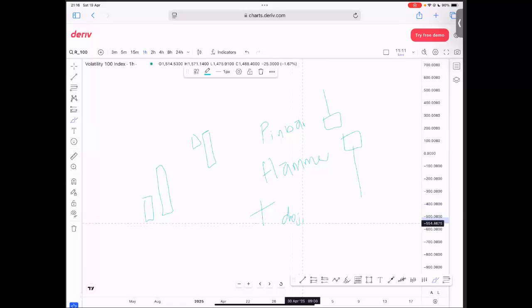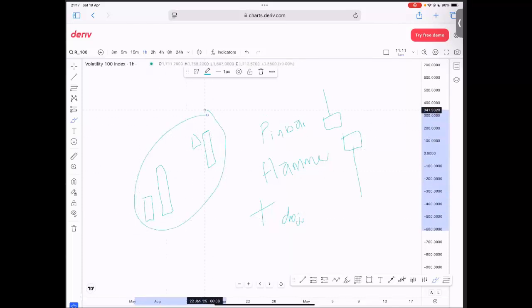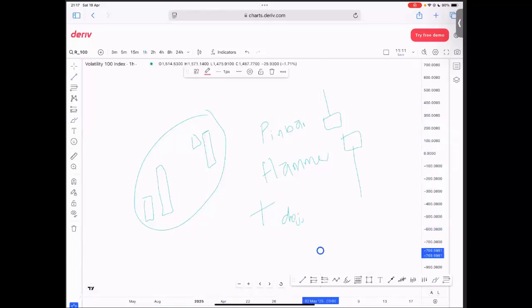doji candlestick. Now, for this particular stacking at specific points, you're going to need the engulfings, which are the bullish and the bearish engulfing candlesticks. These are your focus when it comes to stacking at specific points. These are your specific points.